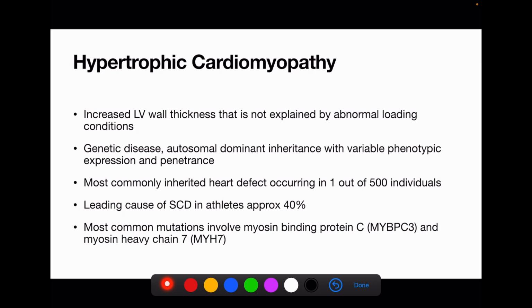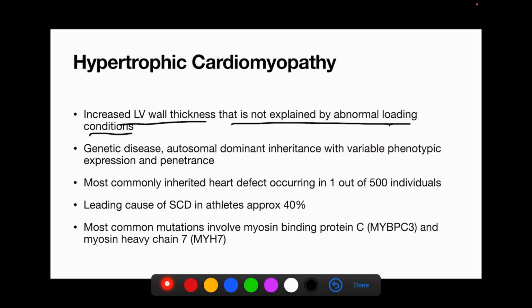So hypertrophic cardiomyopathy is defined as an increase in left ventricular wall thickness that is not explained by abnormal loading conditions. So the key thing here is that it should not be explained by abnormal loading conditions. For example, if you have a patient with long-standing hypertension or aortic stenosis, and if that patient has increased left ventricular wall thickness, you do not classify that as hypertrophic cardiomyopathy. That is one important thing that you need to remember.